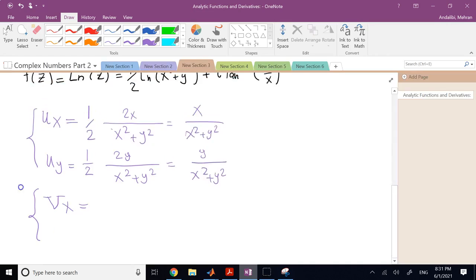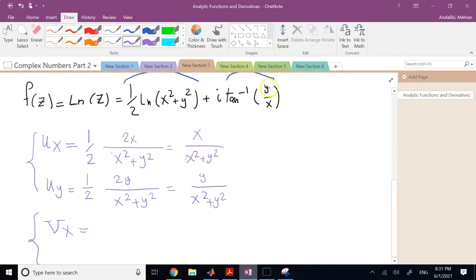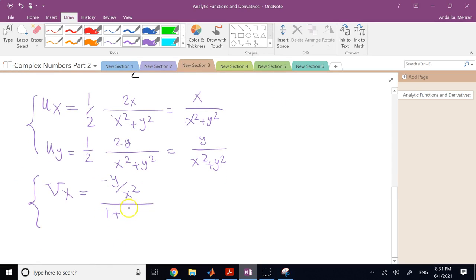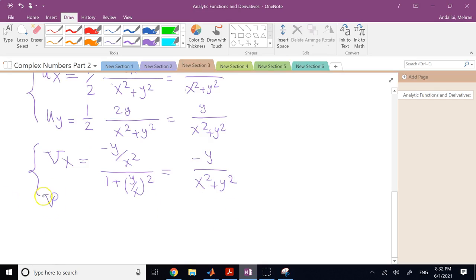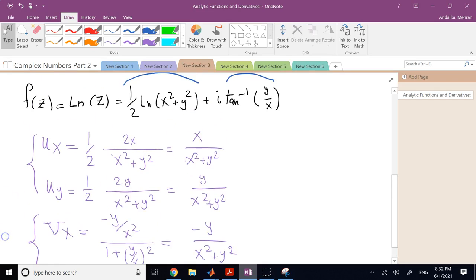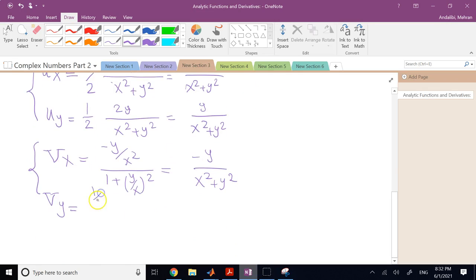what's the first partial derivative of this v function with respect to x? The derivative of tangent inverse, as you know, is u prime over 1 plus u squared. So it's the derivative of this with respect to x, which is negative y over x squared, divided by 1 plus y over x, the whole thing squared. If you simplify, you will get negative y over x squared plus y squared. And then the partial of v with respect to y is the derivative of this with respect to y, which is 1 over x, over 1 plus y over x squared, which is going to be x over x squared plus y squared.